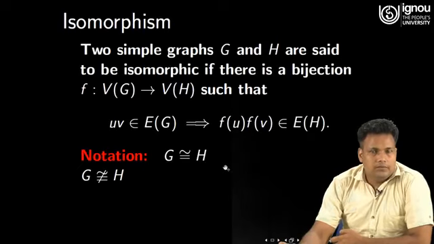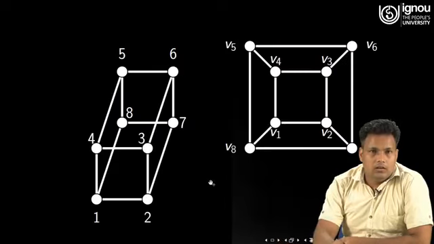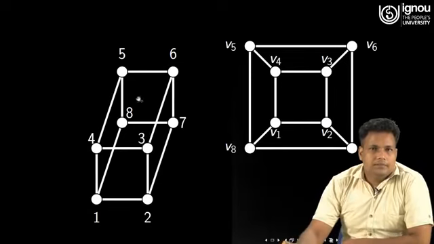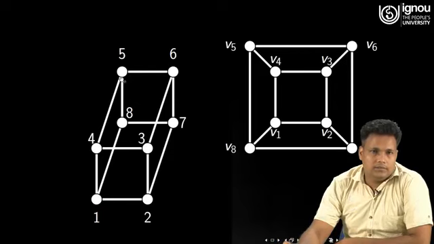To denote that two graphs are isomorphic, we shall use this symbol. We read it as G is isomorphic to H, and when G and H are not isomorphic, we shall write this symbol, read as G is not isomorphic to H. Okay, so let's look at some examples. Look at these two graphs. Both these graphs have 8 vertices and the same number of edges. You can count the number of edges, they are 12 edges.